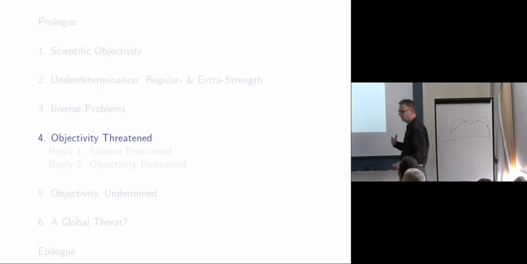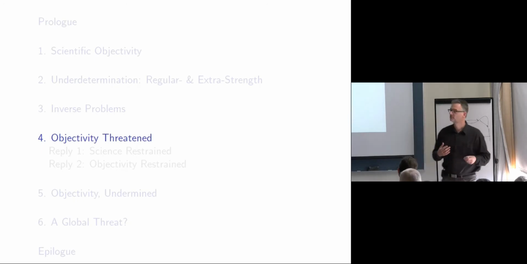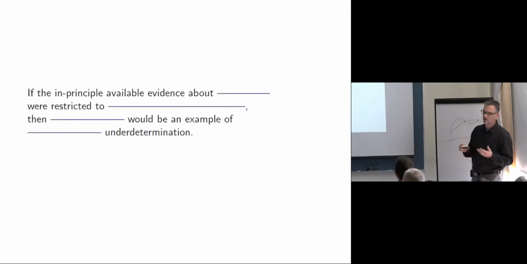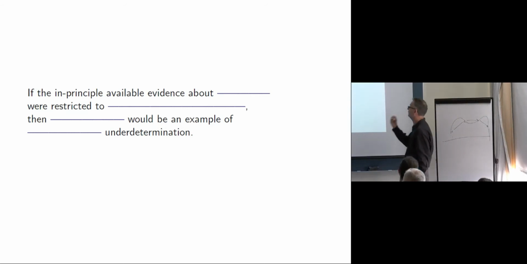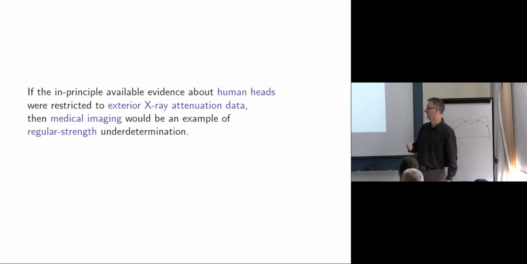So, I mean, you can sort of see the connection between the previous two sections, right? We talked about inverse problems and measurements exterior to the Earth. And if those were the only measurements you could make, then we'd find out something about underdetermination, right? Because underdetermination is what is possible at all, not just what's possible doing a certain kind of measurement. So if the in principle available evidence about human heads were restricted to exterior X-ray attenuation data, the medical imaging would be an example of regular strength underdetermination.